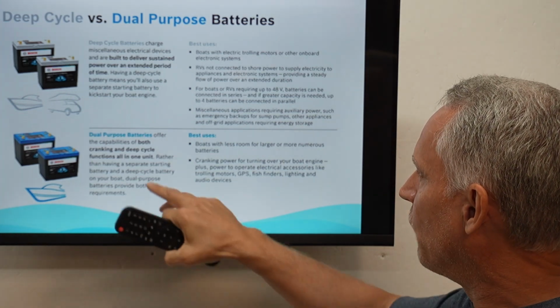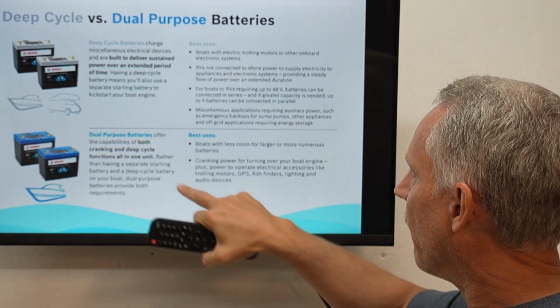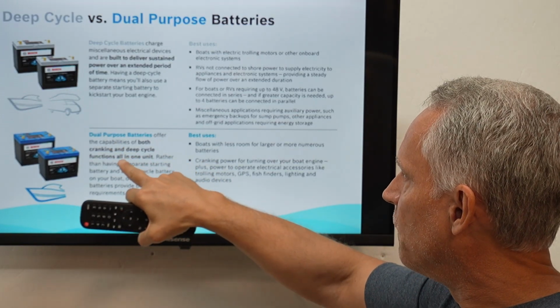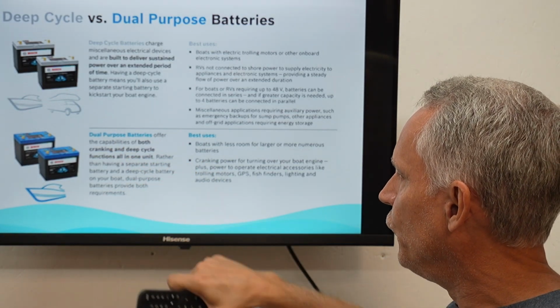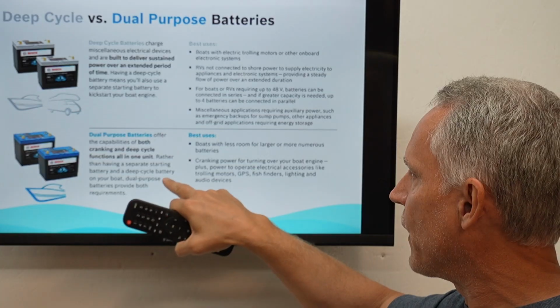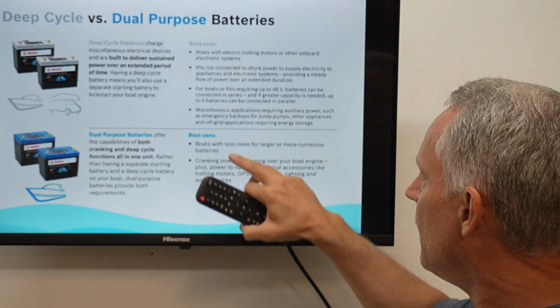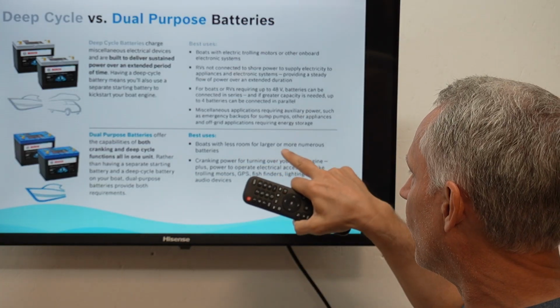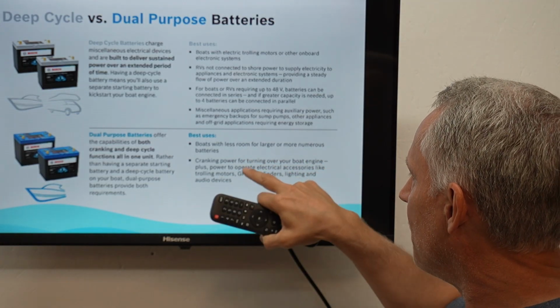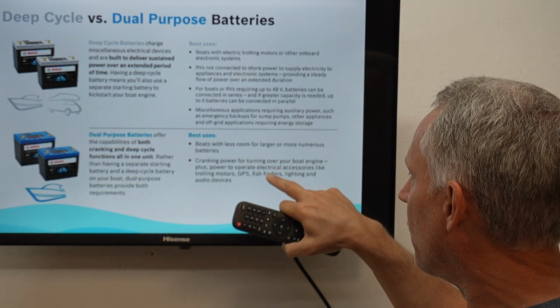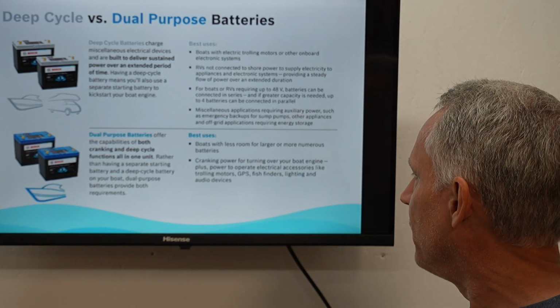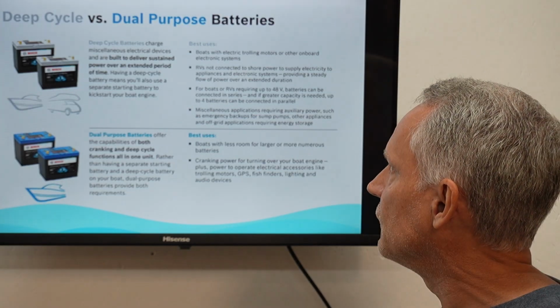Basically the same thing we had gone over for what dual purpose batteries are for. So, for example, when would you use a dual-purpose battery, right? They offer the capabilities of both cranking and deep cycle functions all in one unit. Rather than having a separate starting battery and a deep cycle battery on your boat, dual-purpose batteries provide both requirements. Best uses: boats with less room for larger or more numerous batteries, cranking power for turning over your boat engine, plus power to operate electrical accessories like trolling motors, GPS, fish finders, lighting, and audio devices.